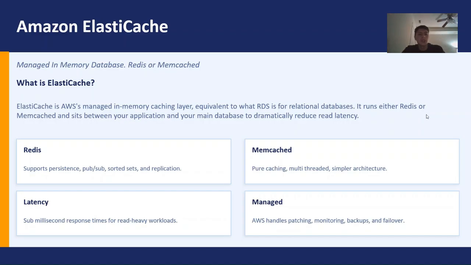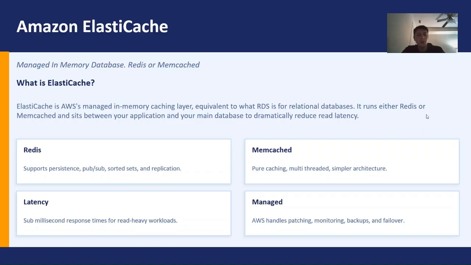We start with Amazon ElastiCache. If RDS is the managed service for relational databases, this is the equivalent for in-memory databases, specifically Redis and Memcached. When will you use ElastiCache? Imagine an application with millions of users constantly querying the same data, like a product catalog on an e-commerce site. Instead of hitting the relational database every single time, this stores the data, responding in sub-milliseconds. This dramatically reduces the load on your primary database.